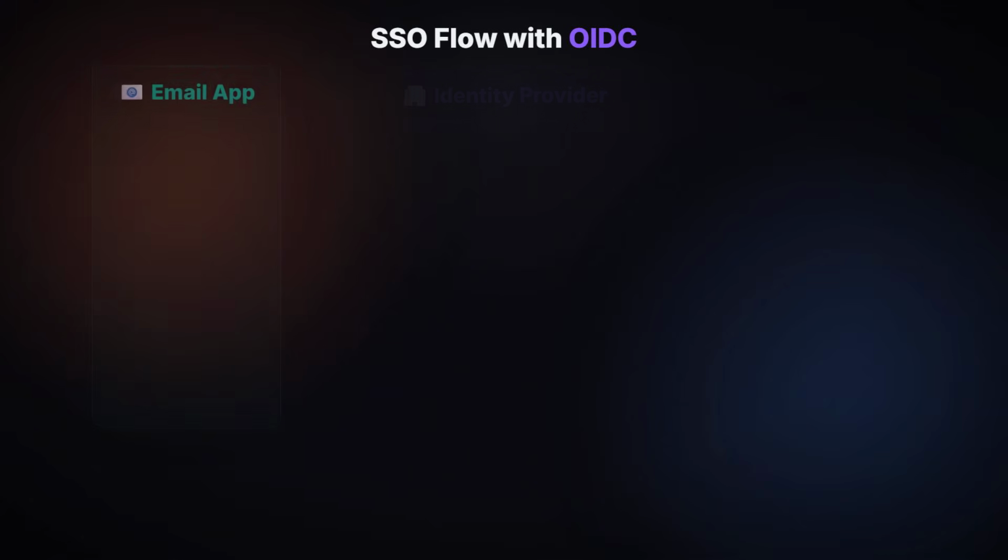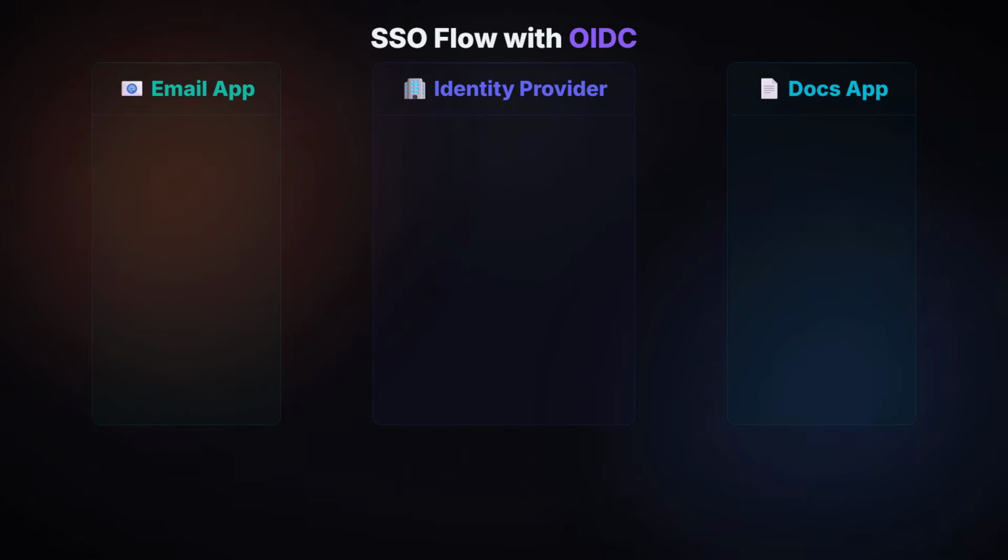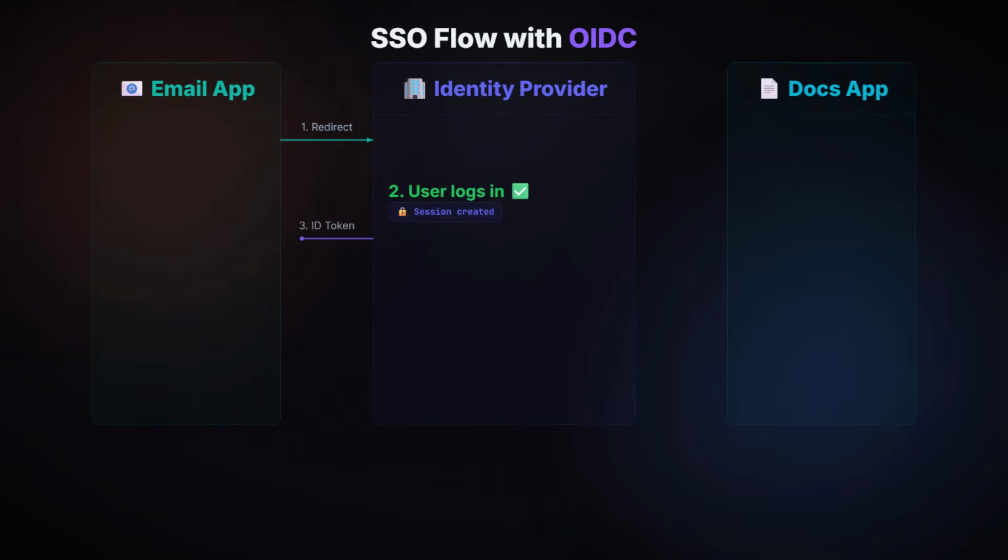Here's how SSO actually works with OIDC. You open your email app, it redirects you to the identity provider. You log in, username, password, maybe MFA. The IDP creates a session and sends an ID token back to the email app. You're in. Now, you open the Docs app.